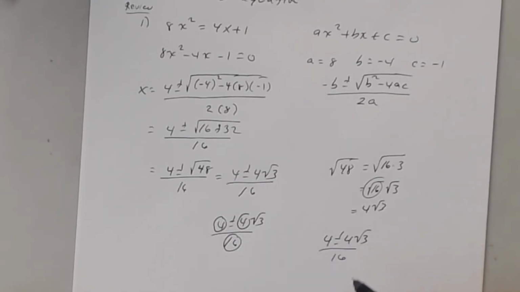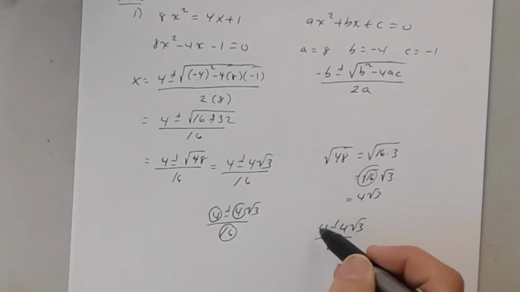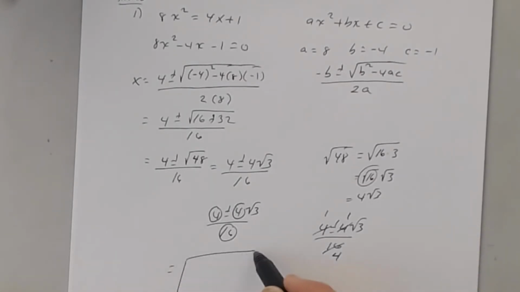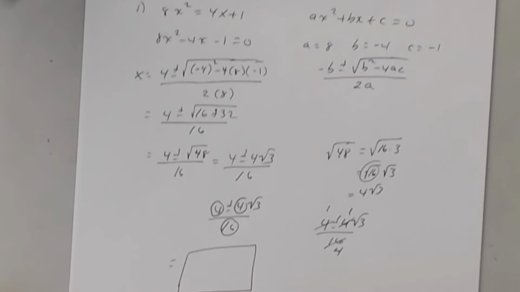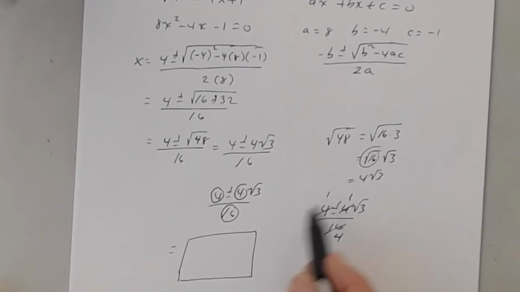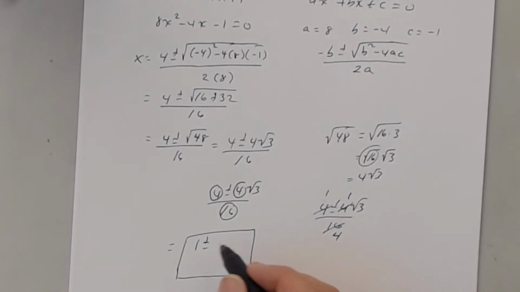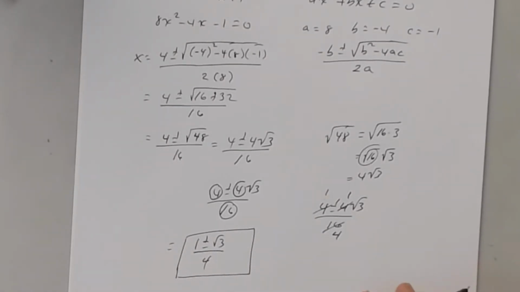So you think of 4 as a common factor: 4 to 4 is 1, 4 to 4 is 1, 4 to 16 is 4. The answer then, to get all your points, is 1 plus or minus, and don't say 1 square root of 3, because that's just the square root of 3, all divided by 4. That would be your answer. If you want all your 10 points, that's what you would say.